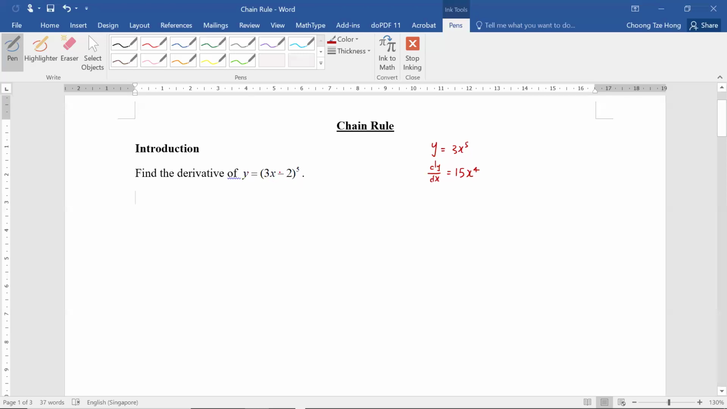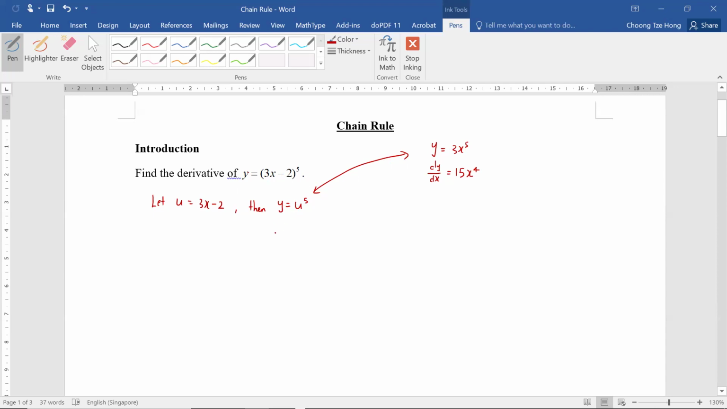Because there's more than one term inside the bracket to the power of 5, what we usually do is let u be equal to the term that is inside the bracket. So let's say u is now 3x minus 2. Then the function becomes y equals u to the power of 5. If you relate this to the earlier one, it looks very similar, right? It's just y equals something to the power of 5.